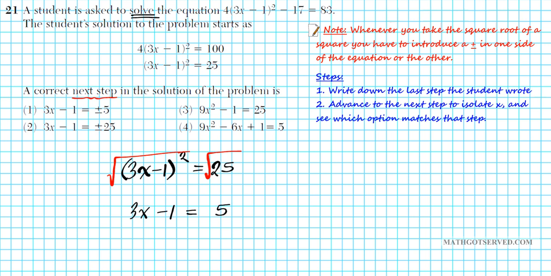Okay? Now, we're missing something. Do you know what that is? Remember, we talked about this earlier: anytime you take the square root of a square, you have to introduce what? A plus or minus, okay? So you can put it in front of this quantity on the left side, or you can place it in front of the 5, okay? So let's just place it here, plus or minus. So that's the next step. So let's see what option matches this step. Our answer is option number 1.